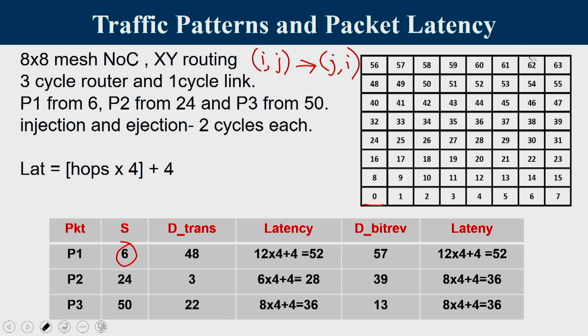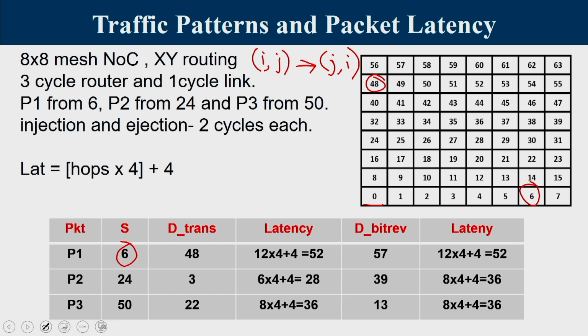Now, in this case, we are being given 3 packets P1, P2 and P3, and packet P1 is starting from source 6. As per the transpose pattern, from 6 the packet should move to 48. So, 48 is a transpose node. All packets generated from 6 are going to 48.